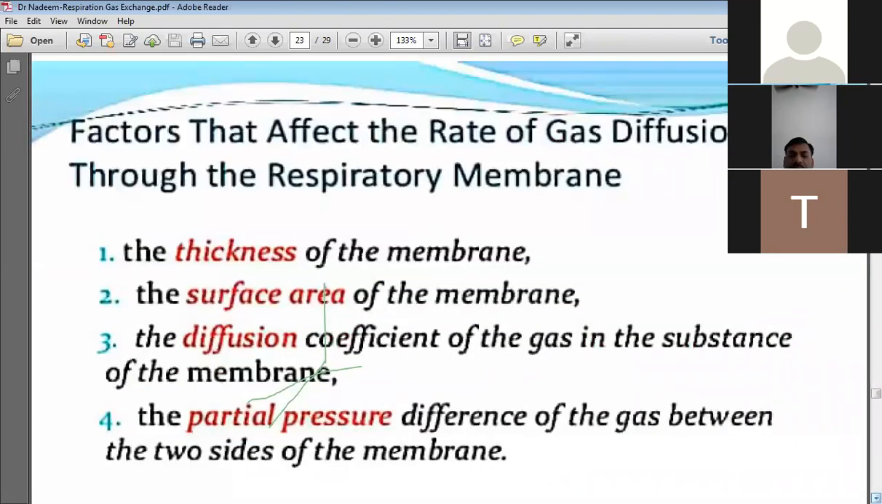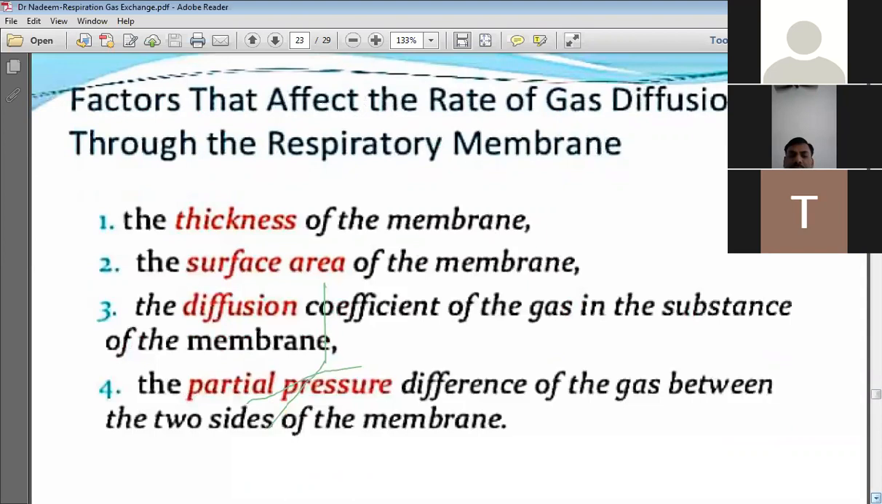What are the factors? Concluding part of this topic, that is gaseous exchange. What are the factors that affect the rate of gas diffusion through the respiratory membrane? It is the thickness of the membrane, the surface area of the membrane, the diffusion coefficient of the gas in the substance of the membrane, and the partial pressure. Very important: the partial pressure difference of the gas between the two sides of the membrane.